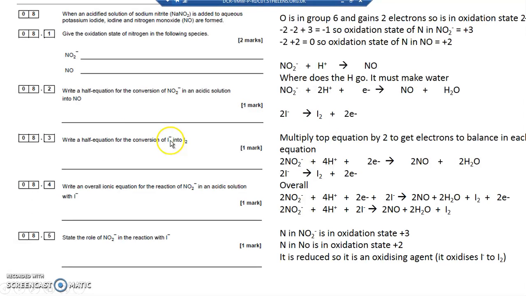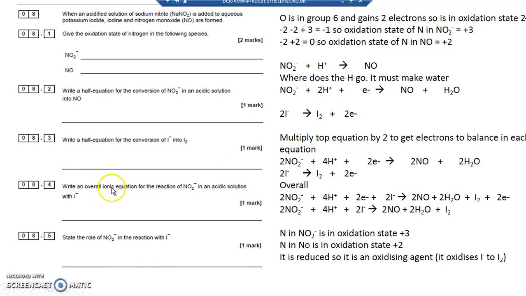Write an equation for the conversion of I minus into I2. Again, it's a half equation. So I minus going to I2. I'm going to need 2 I minuses to balance up the I2. And I've got 2 minuses on the left hand side, none on the right hand side. So I've got to put 2 electrons on the right hand side.